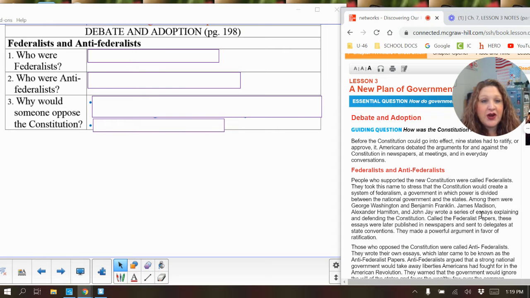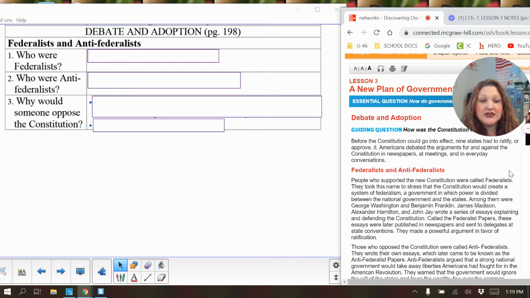James Madison, Alexander Hamilton, and John Jay wrote a series of essays explaining and defending the Constitution. Called the Federalist Papers, these essays were later published in newspapers and sent to delegates at state conventions. They made a powerful argument in favor of ratification.